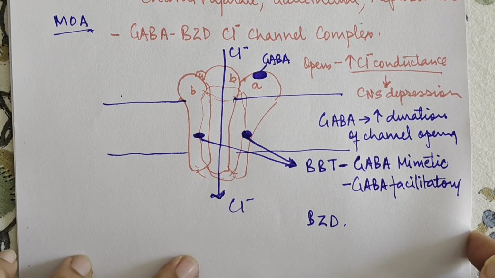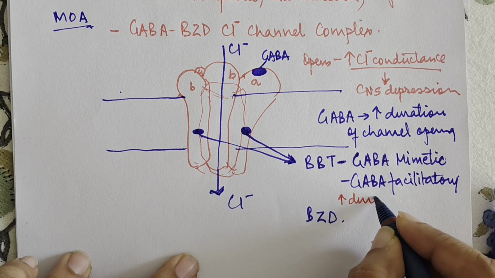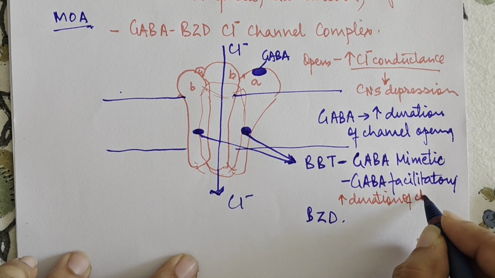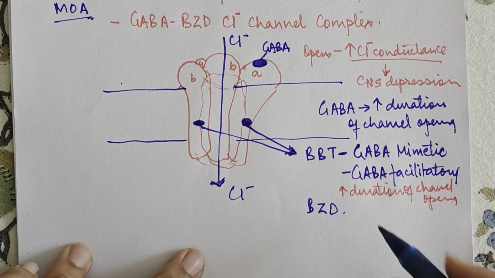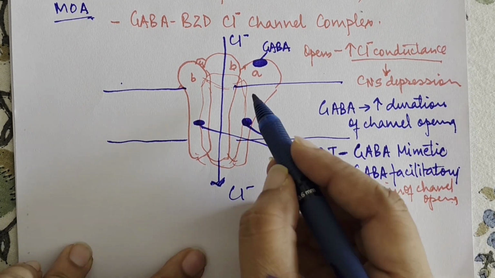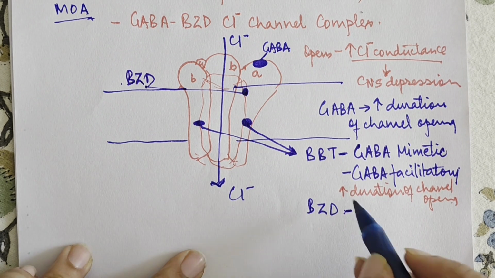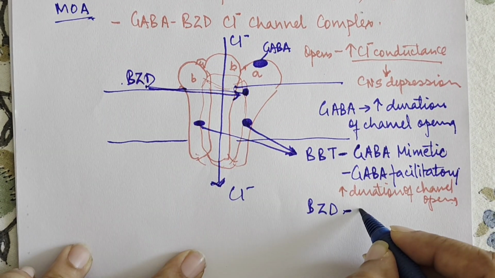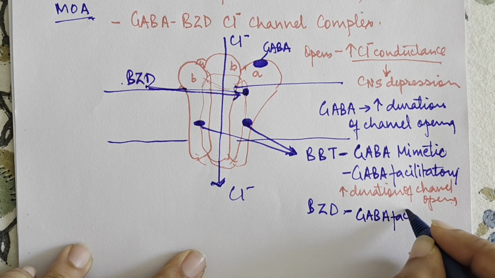So here, barbiturates increase the duration of channel opening. This is the action of barbiturates. Benzodiazepines are different. They attach somewhere here. This is the action site of benzodiazepine. Benzodiazepines bind to a different site and increase the binding of GABA. So they are mainly GABA facilitatory.